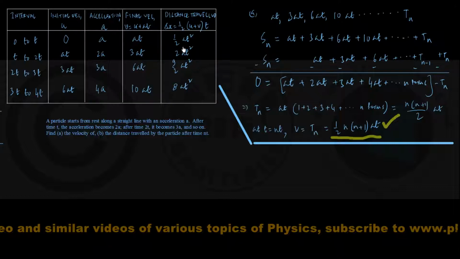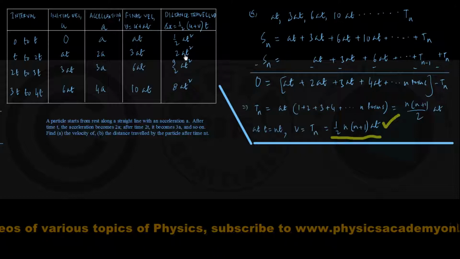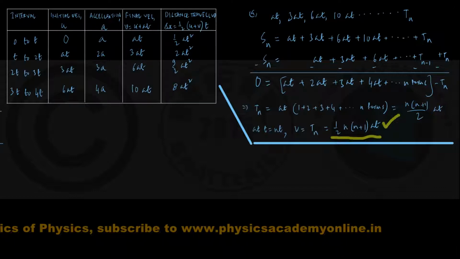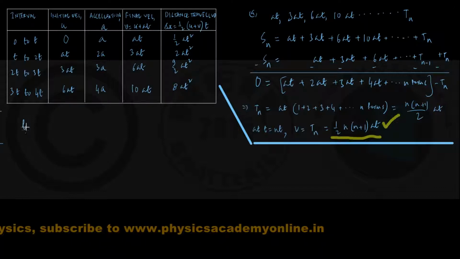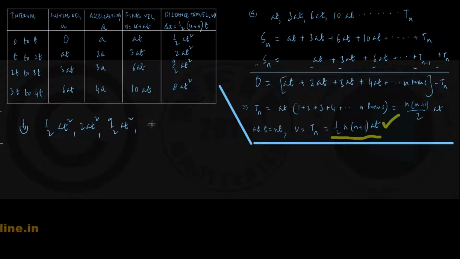the total sum of this progression whose terms are half at square, 2 at square, 9 by 2 at square, and so on. So let's keep that in mind and write it here, that you have got a series whose terms are half at square, 2 at square, 9 by 2 at square, 8 at square, and so on. And suppose the sum of this series up to n terms, I denote by the symbol Sn dash.